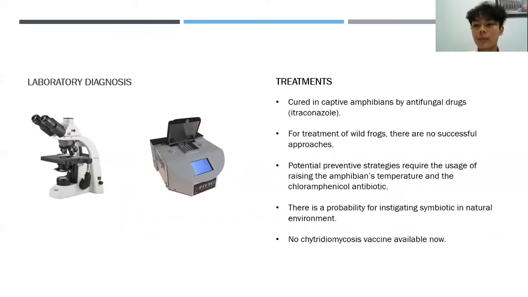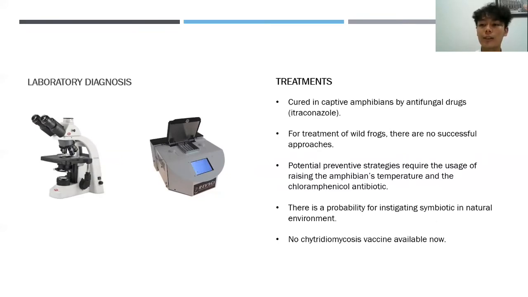Chytridomycosis in captive amphibians can be cured by antifungal drugs applied to the infected enclosures of the animal, and one of the more popular approaches is by using a series of baths of itraconazole drug. Many potential preventive strategies require raising the amphibian's temperature and using the chloramphenicol antibiotic. Unfortunately, in the natural world, for the treatment of wild frogs, there are no successful approaches.